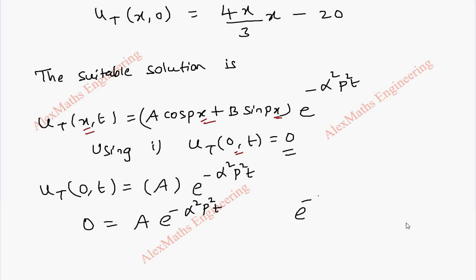From this, e^(-α²p²t) cannot be 0 because it exists for all values of t. Therefore, the only option is A becomes 0. So we are going to use A as 0 in our solution. Using A = 0, u(x, t) becomes only the B term, B sin px e^(-α²p²t). And we are going to use the second condition.